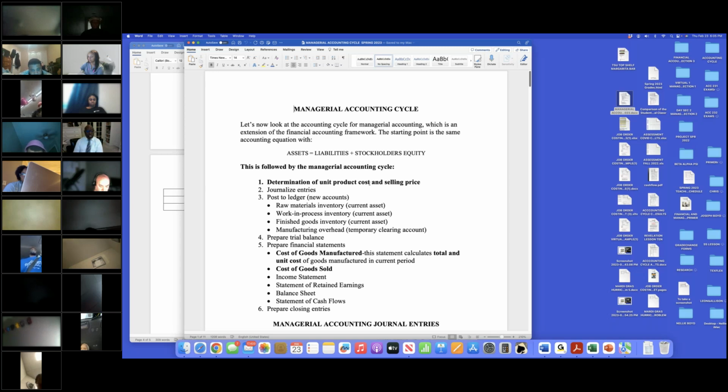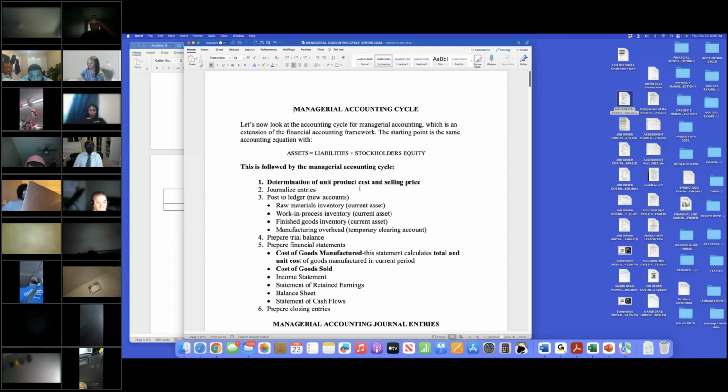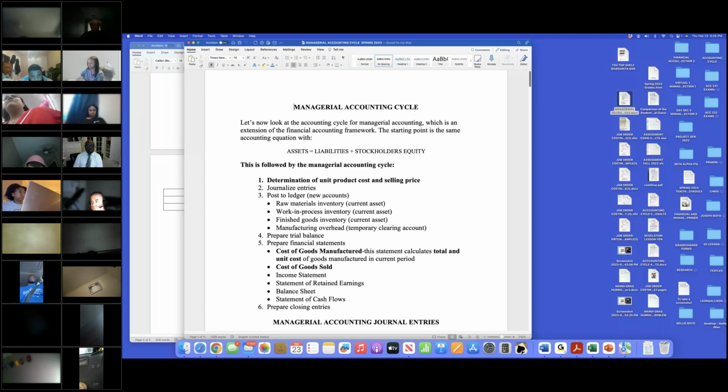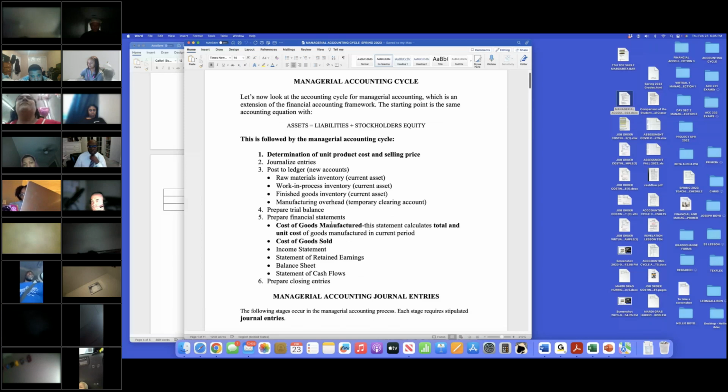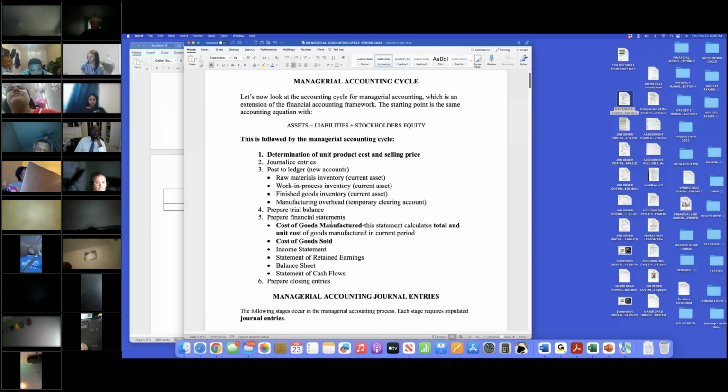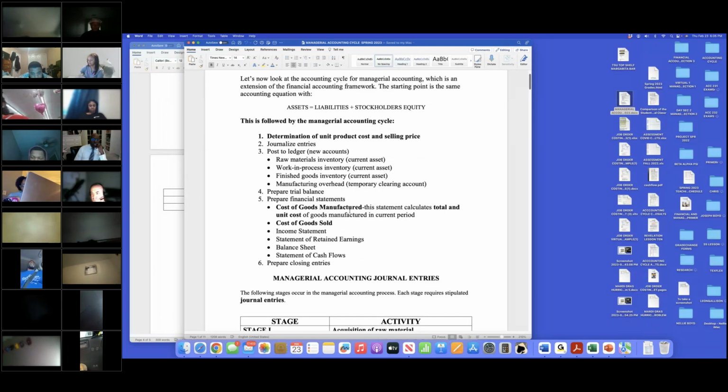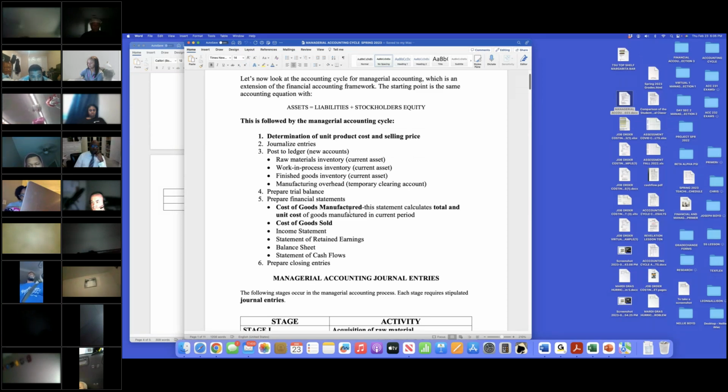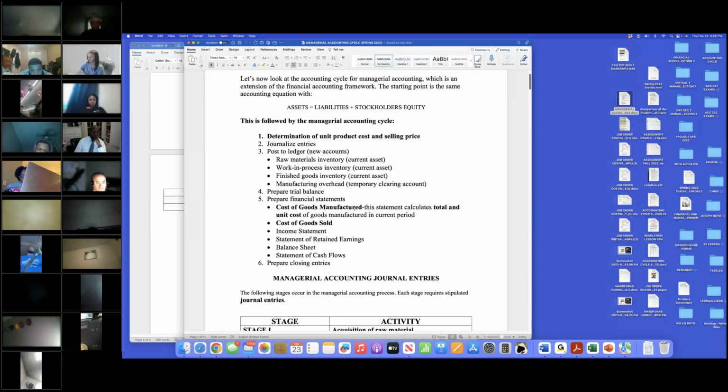And then we journalize entries. Well, these entries are based on these determinations. And so if they're not correct, we'll have problems as we go through. But we journalize entries, we post to the ledger, we prepare the trial balance, and we prepare the financial statements. But there are two new statements: cost of goods manufactured, cost of goods sold. Because we have to look at what we manufactured in a separate statement. It's not that difficult, and we'll get through it.